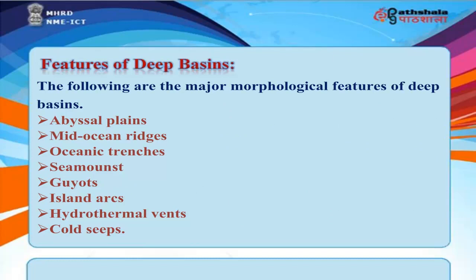Features of deep basins. The following are the major morphological features of deep basins: abyssal plains, mid-ocean ridges, oceanic trenches, seamounts, guyots, island arcs, hydrothermal vents, cold seeps.